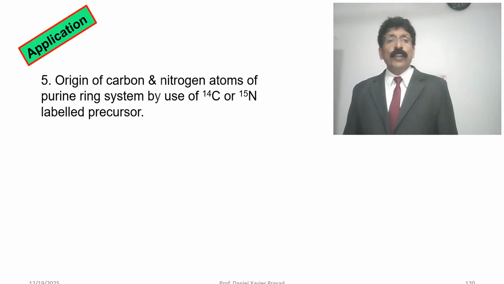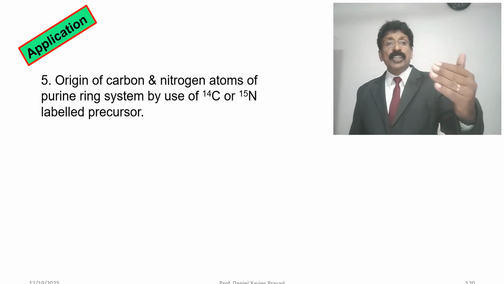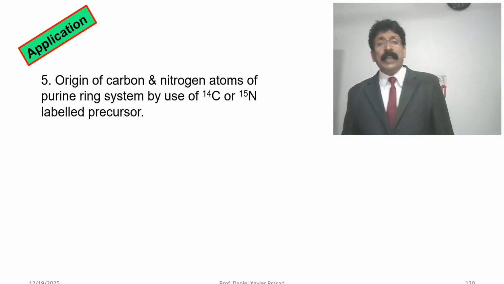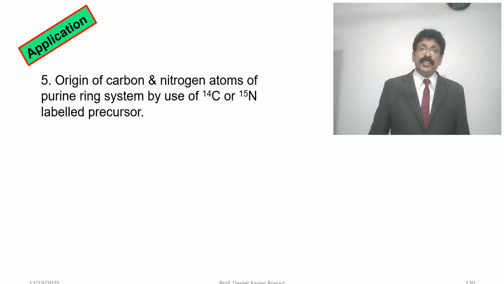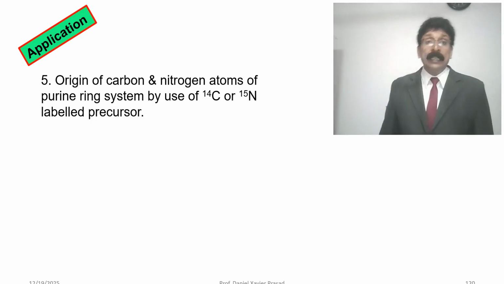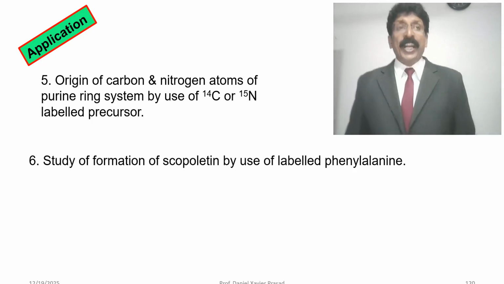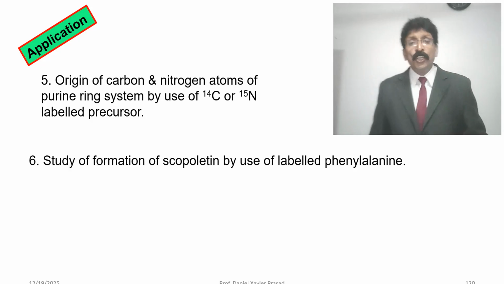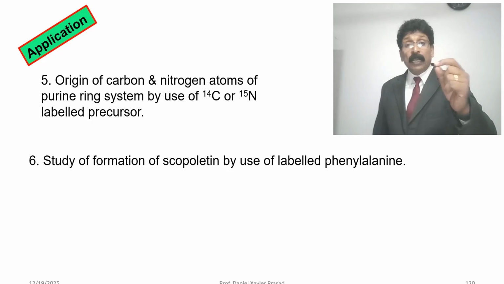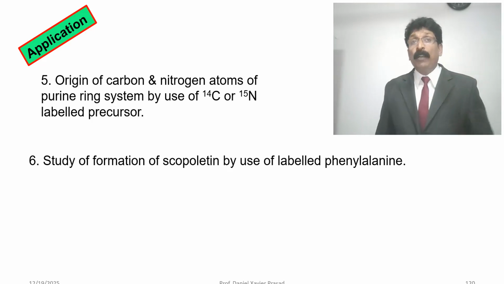So when you see the other applications, number 5, the origin of carbon and nitrogen atoms of the purine ring system is studied by use of carbon-14 and nitrogen-15 labeled precursors. Study of the formation of scopolamine, which is a tropane alkaloid, by use of labeled phenylalanine.